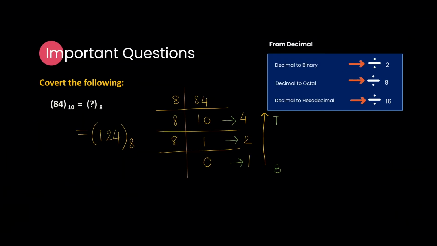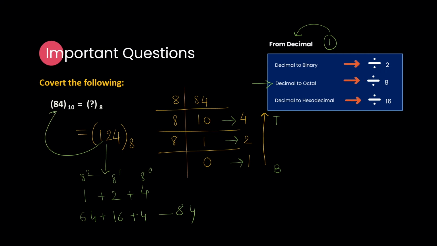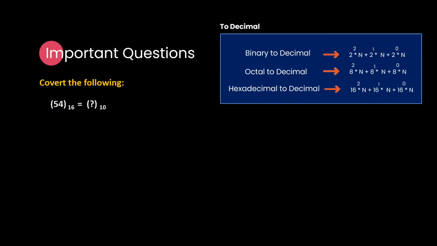Here we are in the set 1, that is from decimal set. Wow, it's so simple to cross check the answer because you know the reverse process of it. Take the number, multiply each digit with the positional value and then take sum of it. 64 plus 16 plus 4 will be 84. In this way you cross check your answer. Hope you are getting my explanation.